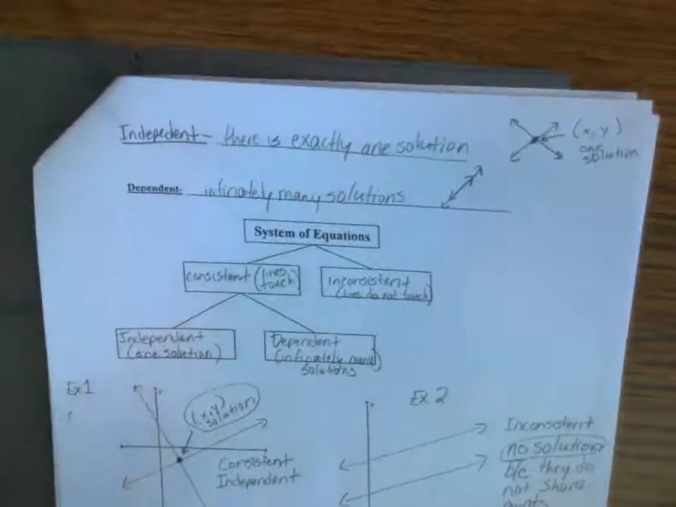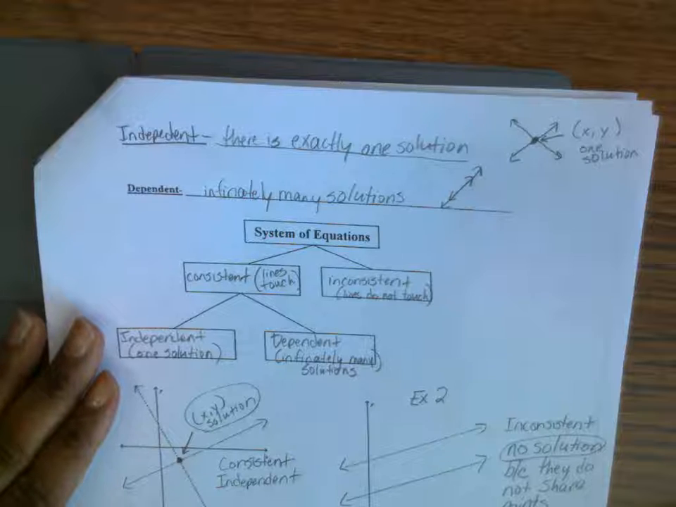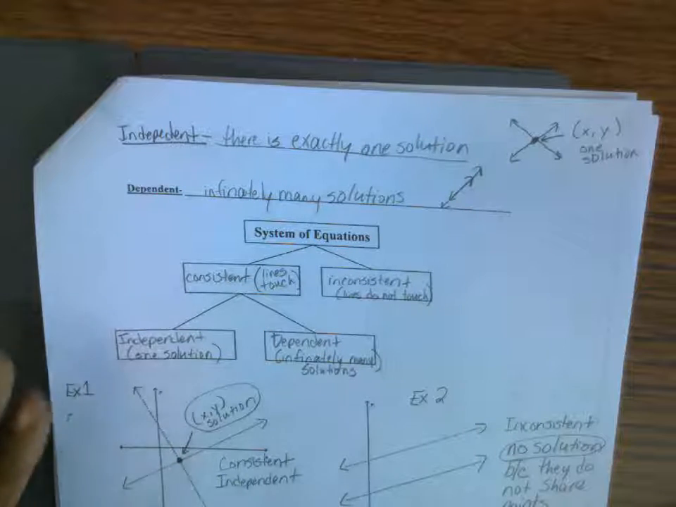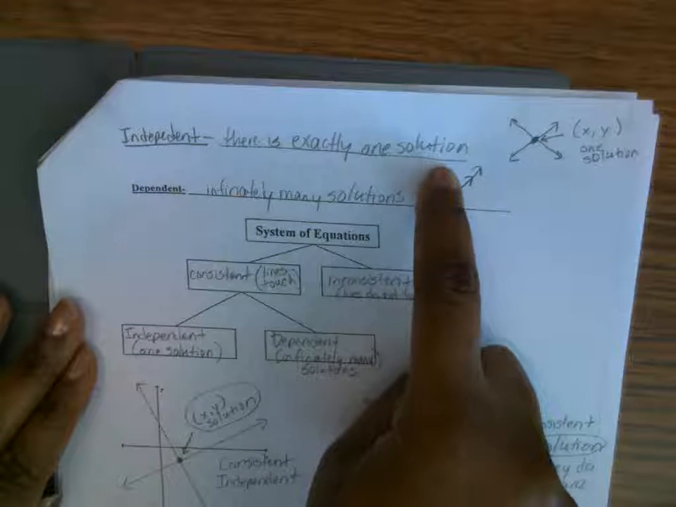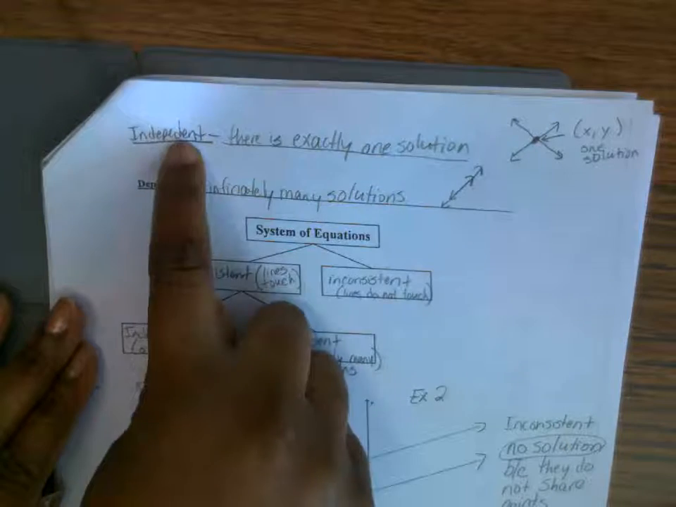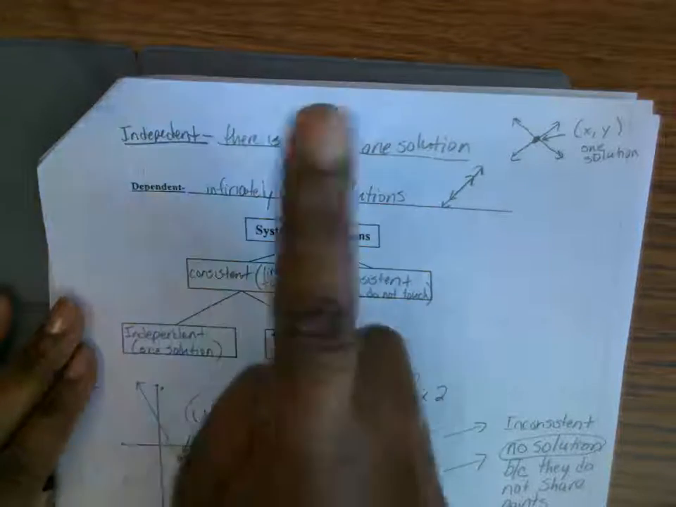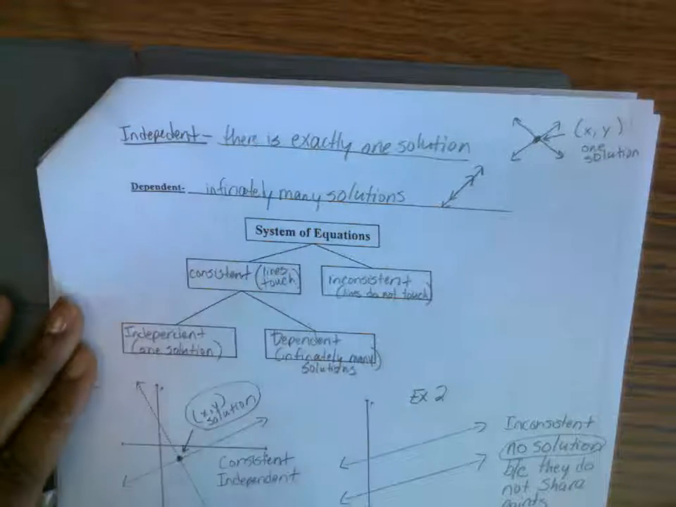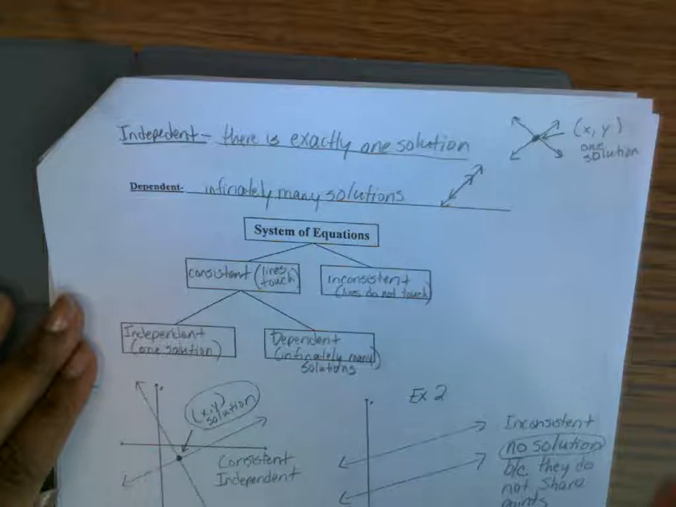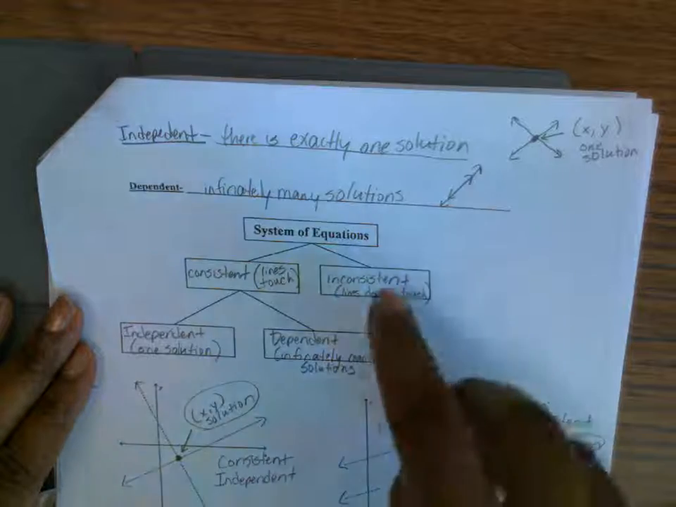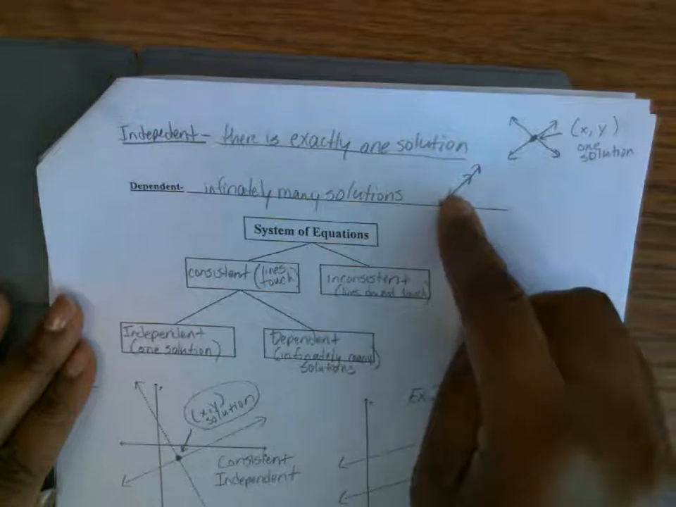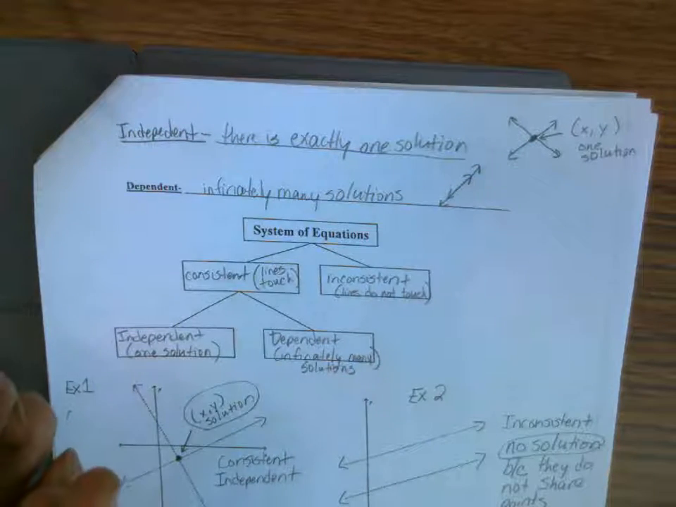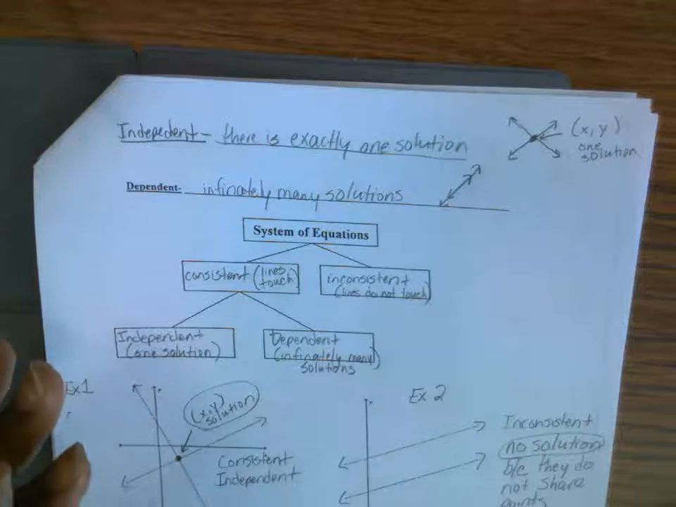Then we have independent and dependent, only for consistent systems, which means they touch. If they touch in one place, that means they have one solution. That is independent. One solution is independent. If they have infinitely many solutions, it's dependent. They're right on top of each other. They're dependent on each other. Okay? They're right on top of each other.